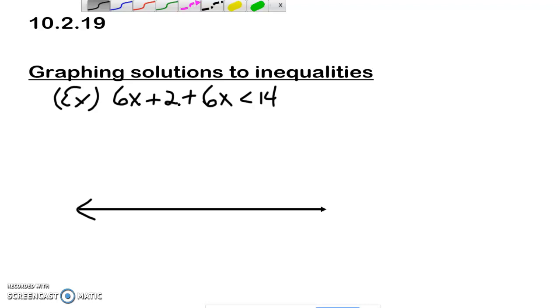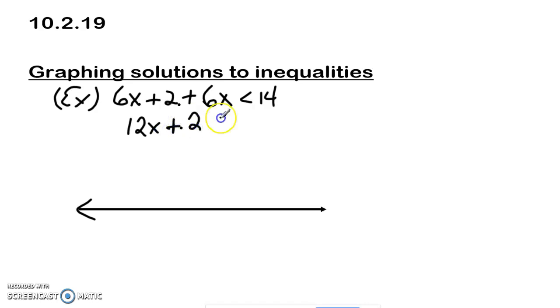All right, so on the left side, I have some like terms that I can put together. So I've got the 6x and the 6x. 6x plus 6x is 12x. So I'm going to go ahead and simplify that and write 12x plus 2 is less than 14. So on the left, I've combined everything that I can. X is on the left, so I'm going to leave it there.